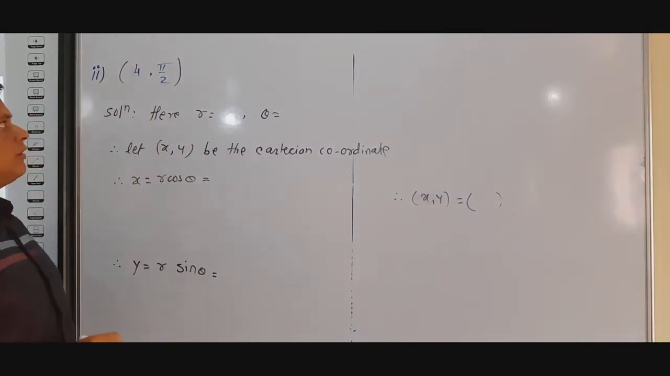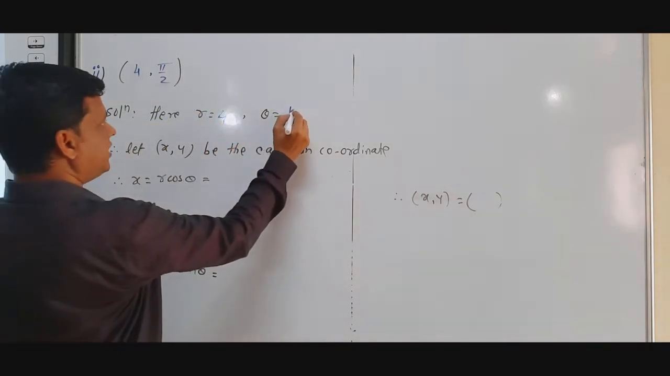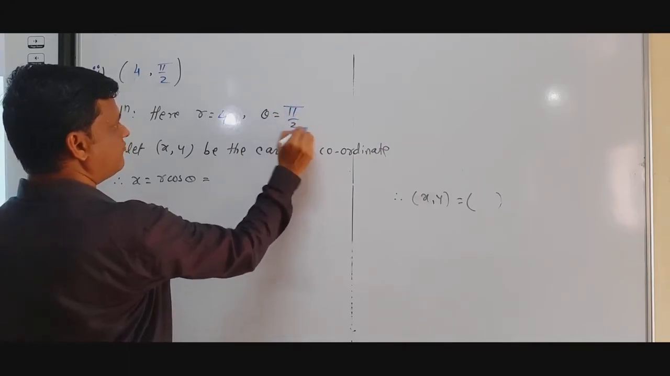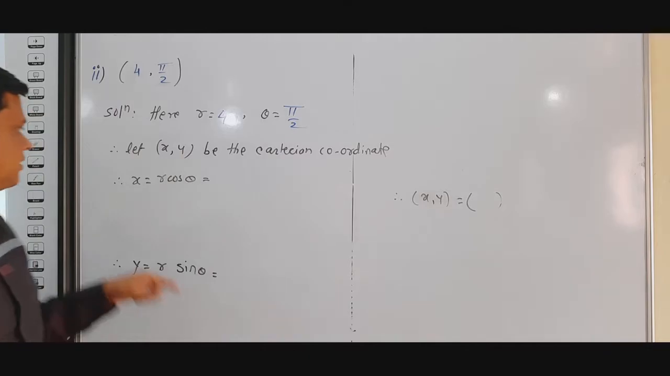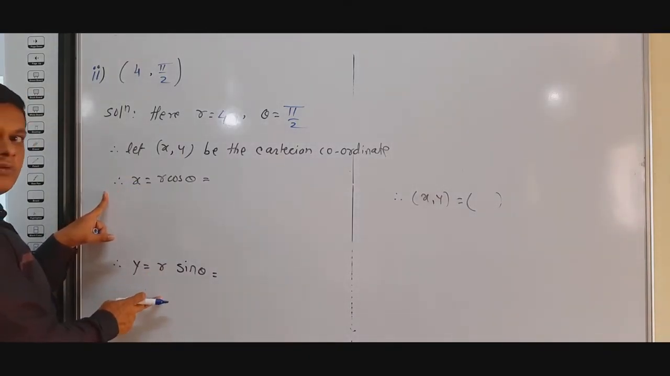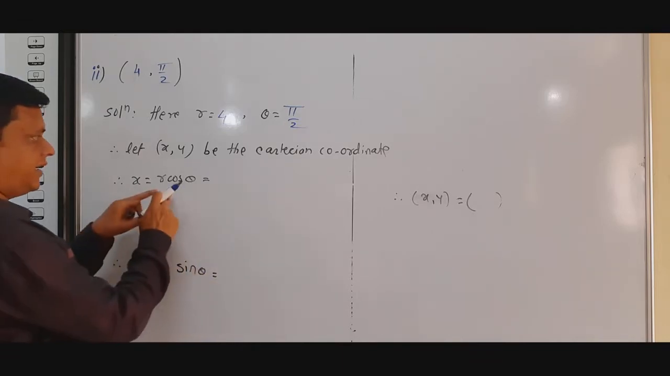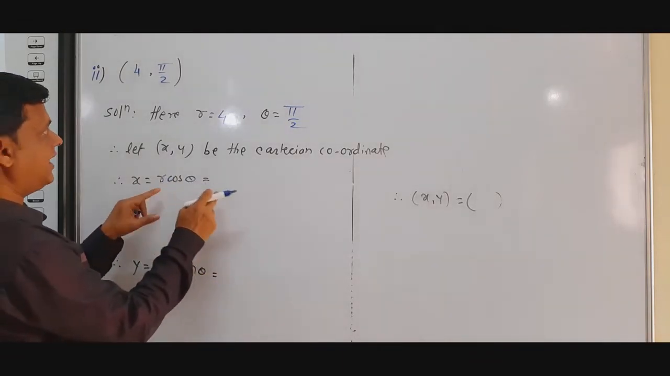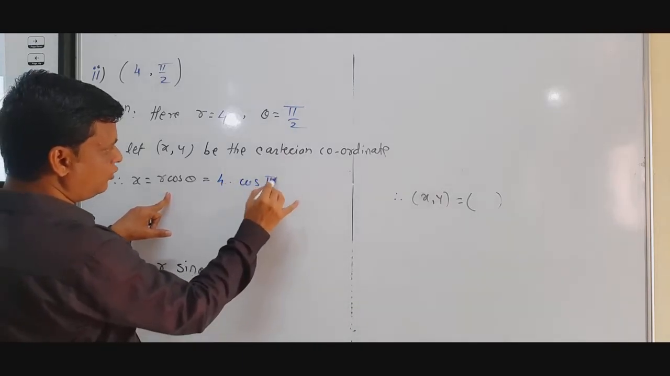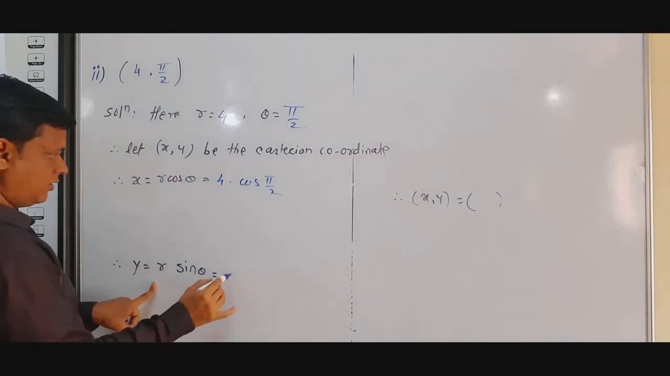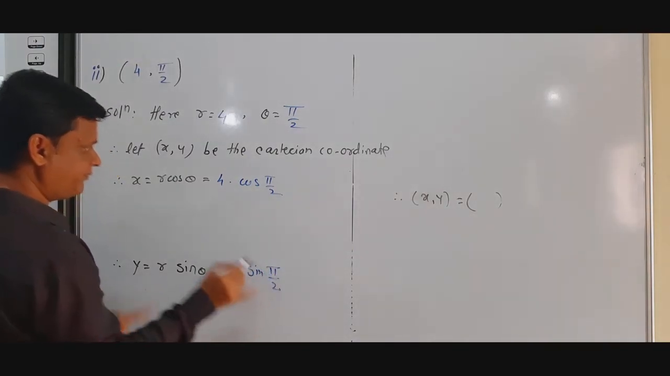Value are 4, pi by 2. Here r equals 4, theta equals pi by 2. Let x, y be the Cartesian coordinates. We know the formulas x equals r cos theta, y equals r sin theta. Now substitute the values of r and theta. r is 4 here: 4 into cos pi by 2, and 4 into sin pi by 2.